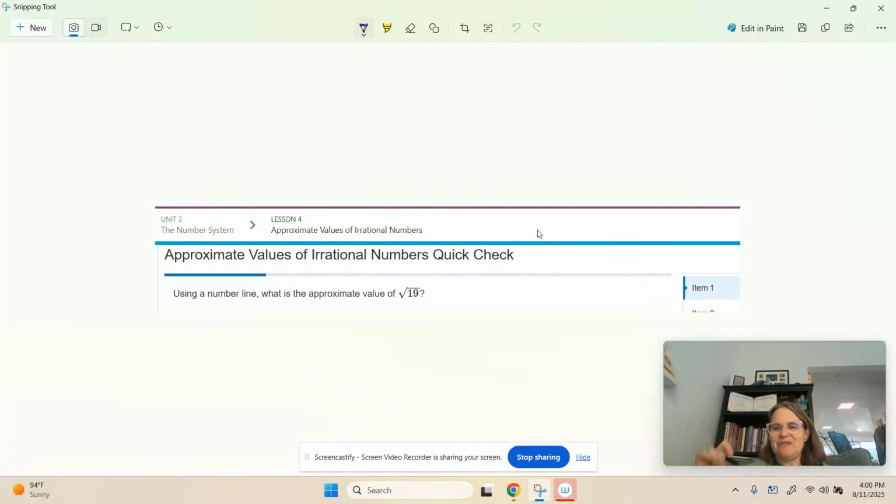Guys, I wanted to do one for you. This is the first one on your quick check. So remember here, the idea is the first thing we want to think about is our perfect squares.